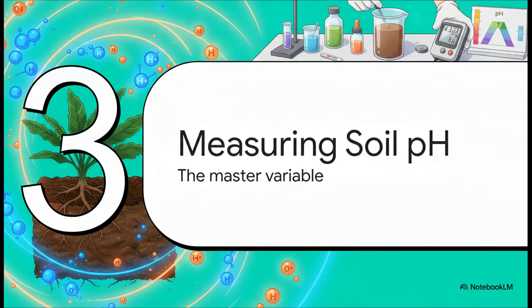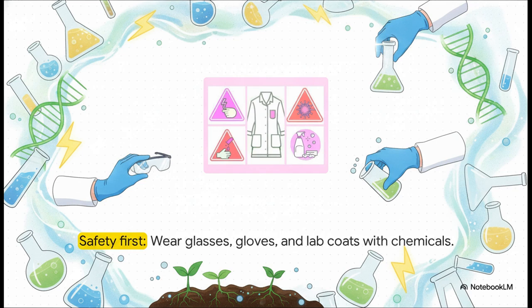Okay, let's take this from molecular theory straight to the lab bench in Section 3, measuring soil pH. Now hold up. Before we start mixing soil suspensions or playing with reagents, we have to talk safety. Strict laboratory precautions are completely non-negotiable in analytical chemistry. You need safety glasses, gloves, and lab coats on at all times. Spills and splashes happen, and we do not mess around with chemical safety.